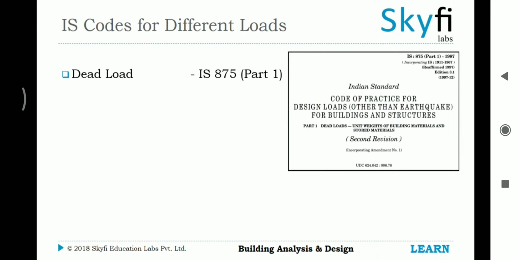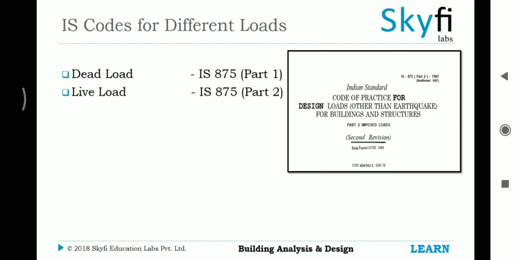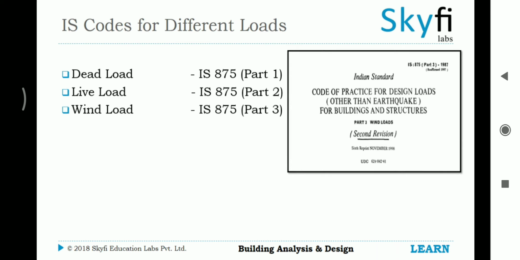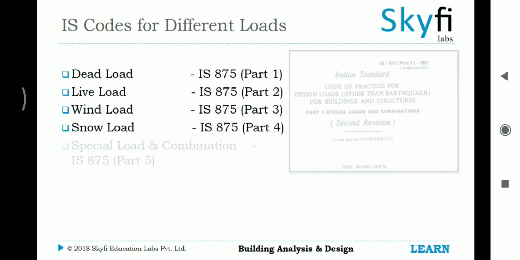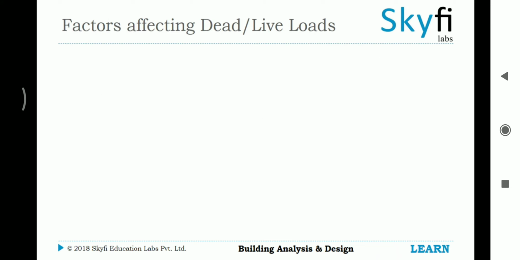For dead load, you have IS 875, Part 1. For live load, Part 2. Part 3 for wind load. Part 4 for snow load. And finally, the IS 875 Part 5 code lists down the stipulations for calculation of some of the special loads, and the combinations of the above loads. You will be learning about wind load in detail in the next module.